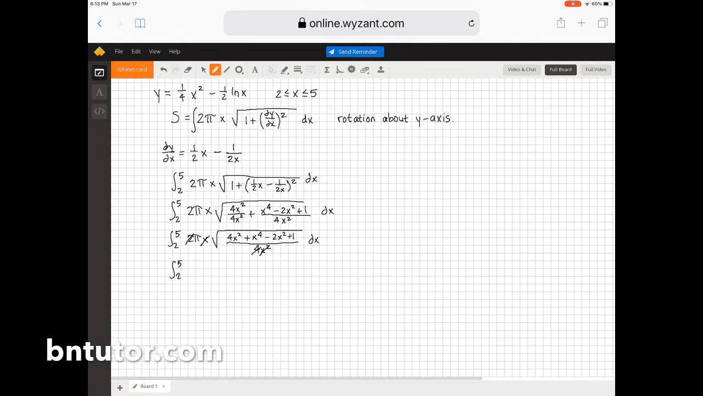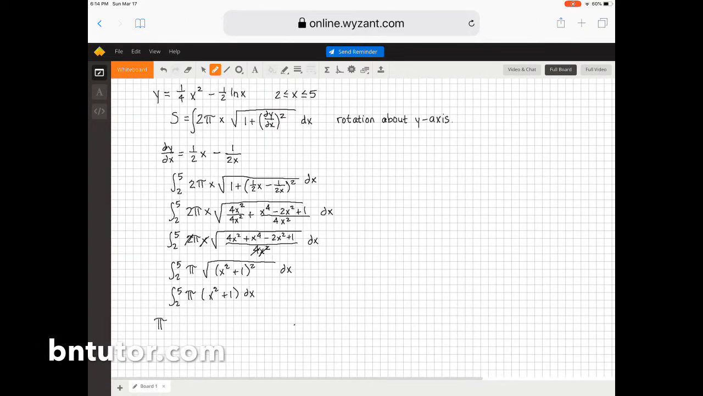So what we're left with inside of the radical is 4x squared plus x to the 4th minus 2x squared plus 1. And that expression, once combined and factored, becomes x squared plus 1 times x squared plus 1, which is just x squared plus 1 squared. Since we're taking the square root of something that's squared, we're left with just x squared plus 1. And now we're ready to take the antiderivative.